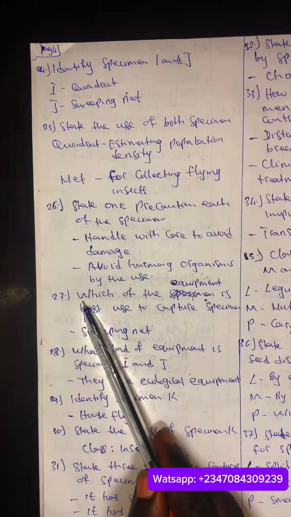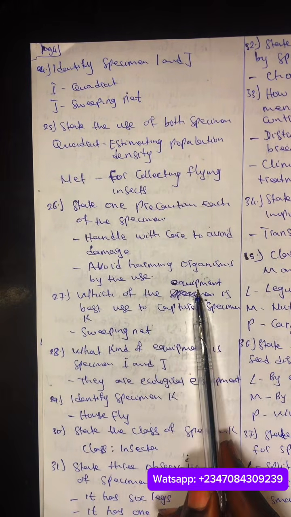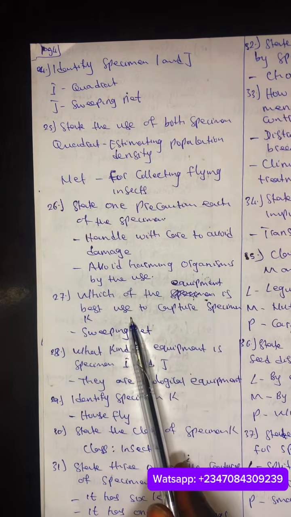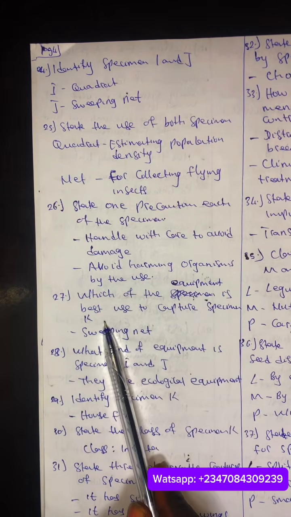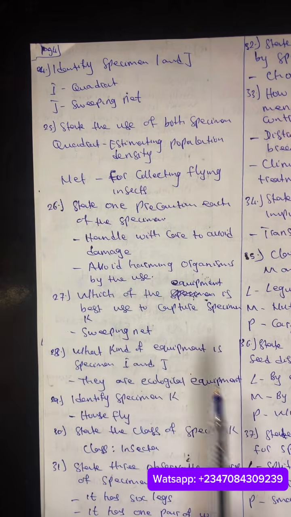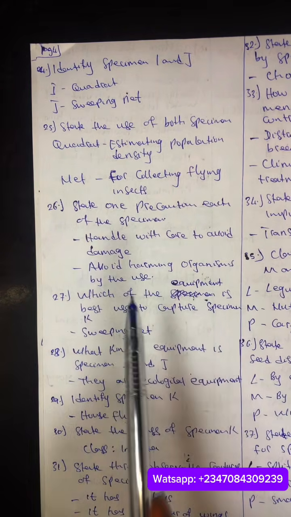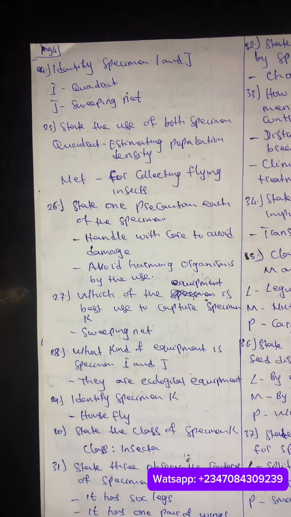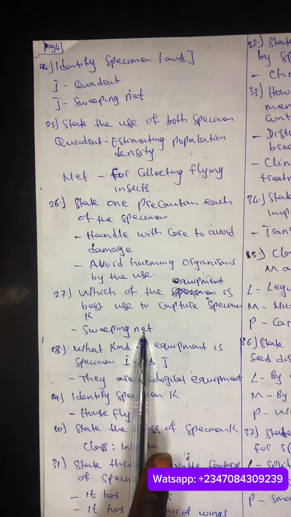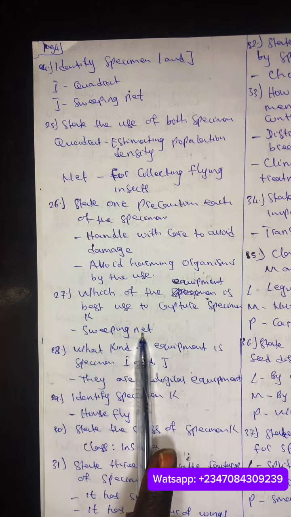Let's continue. 27. Which of the equipment is best used to capture specimen K? Now you have to go and check specimen K. Specimen K is a housefly. What can we use to catch it? We've already told them that it's used for catching flying insects. Did you get that now? So which is what? Sweeping net. You are following, right?